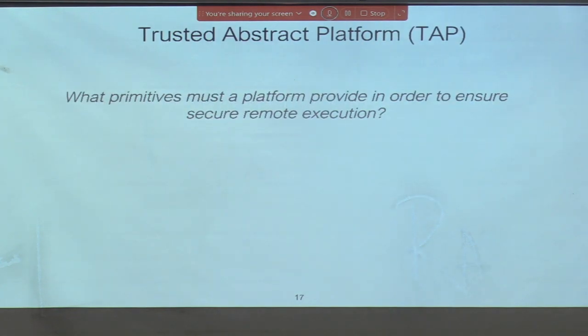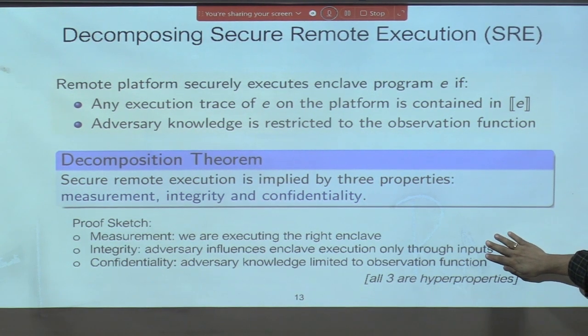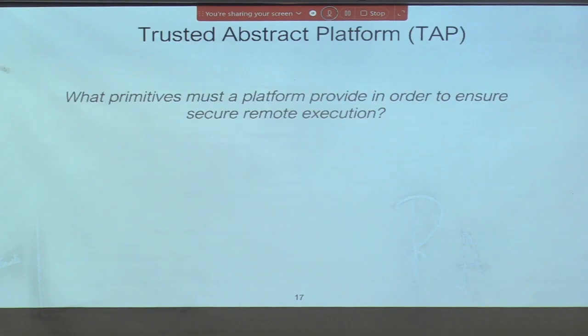Okay. So this is all a little bit of background. I'm going to go a little fast through it, but if you want more details, I'm happy to talk about this offline. The second thing that we did in this work was modeling this trusted abstract platform, right?